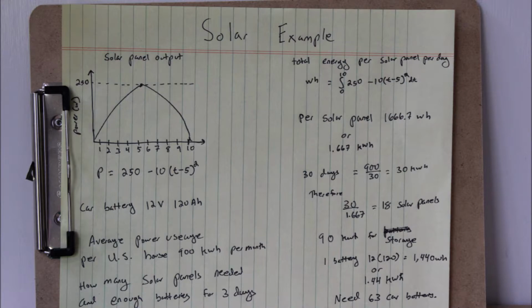For the average US home, we usually use around 900 kilowatt-hours per month. Thus, I need 18 solar panels in order to power the house. For storage, we'll use average car batteries, which can store 1,440 watt-hours. Therefore, we need 63 car batteries in order to store enough energy for 3 days.